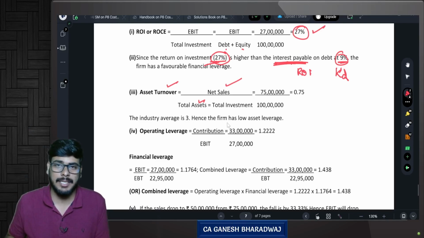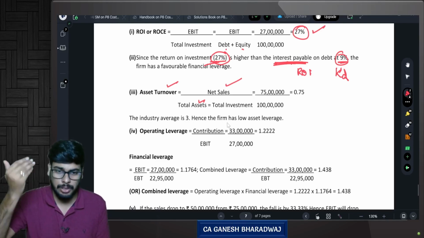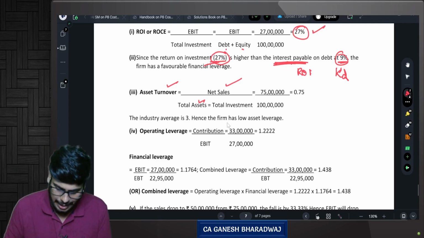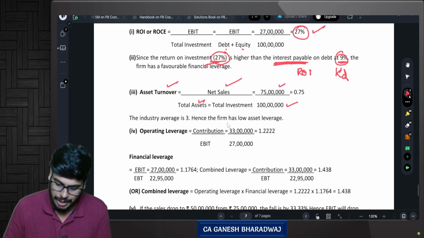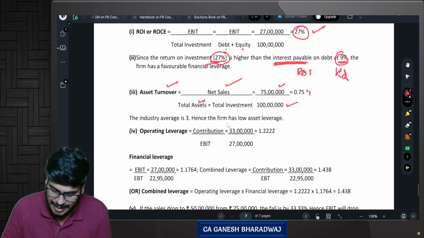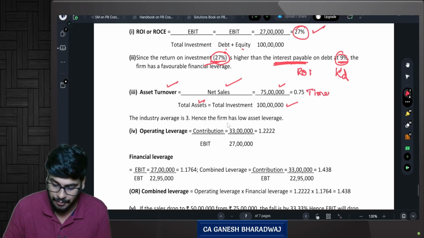In case the total assets is not given, take this as equal to the total investment. As simple as that. Are you clear with this? So now, what is the total investment? 100 lakhs. What is the total sales? 75 lakhs. Now, what is the asset turnover ratio? 0.75. It is expressed in times, 0.75 times.